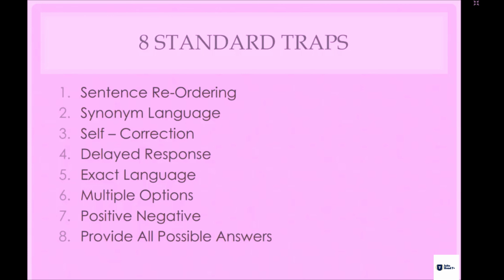Sentence reordering, synonym language, right? Self-correction is a trap. Delayed response, exact language is a trap. Giving multiple options is a trap. Something being positive or negative is a possible trap. So these are the things that you have to look out for or listen for when it comes to traps. And as we're going through the practice, I'm going to make a note to point out when these traps are happening, so that you'll be able to learn how to recognize them.